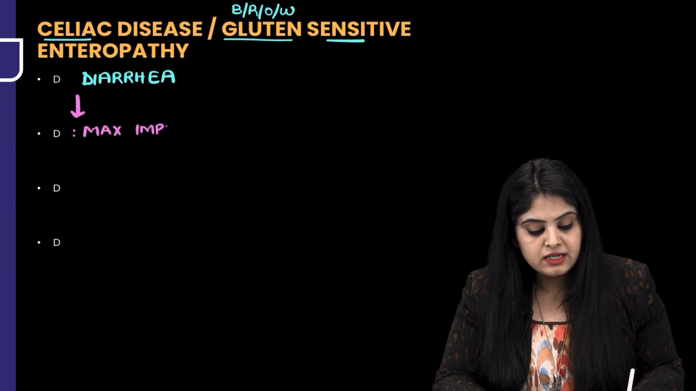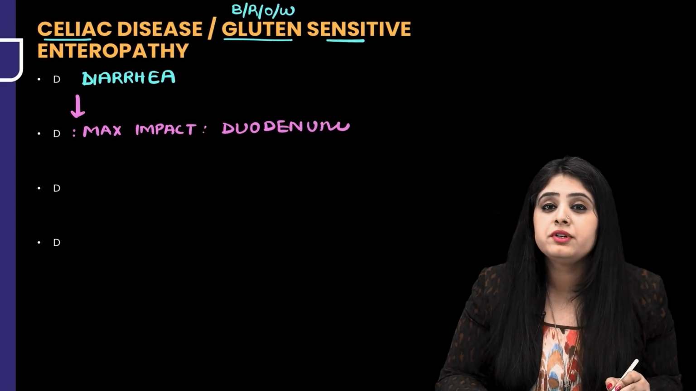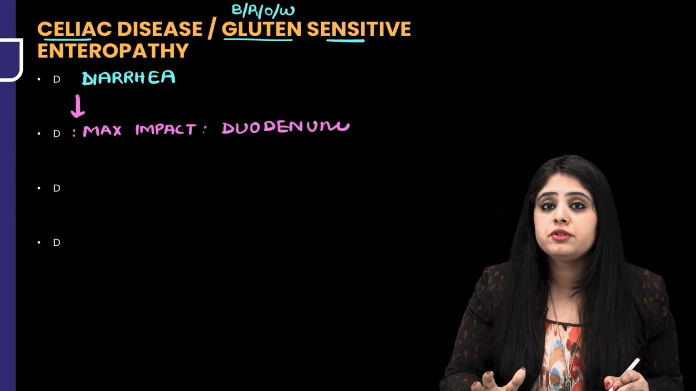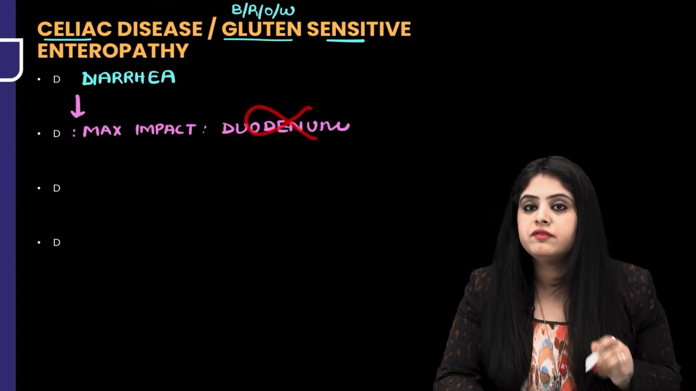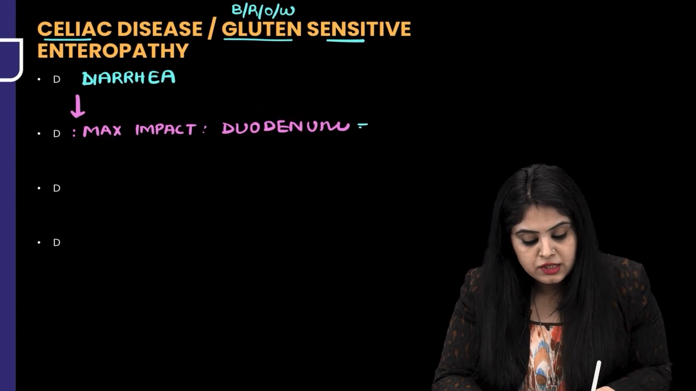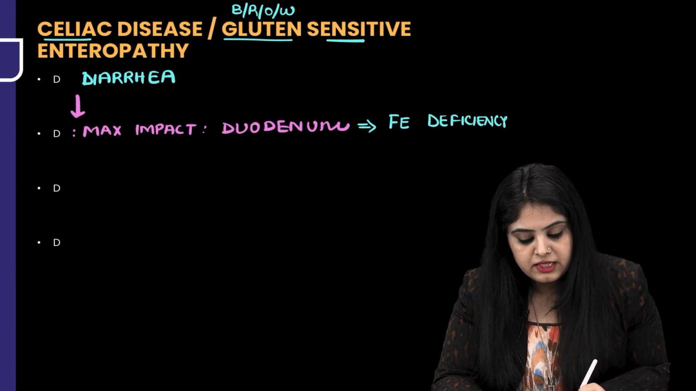Maximum impact is on the duodenum. D for duodenum. Guys, what is absorbed from the duodenum? Socho, think. What is absorbed from the duodenum? Iron. I am saying the duodenum is gone. Will iron get absorbed? Of course not. So this means the patient is going to have iron deficiency, IDA. Iron deficiency anemia is going to occur.